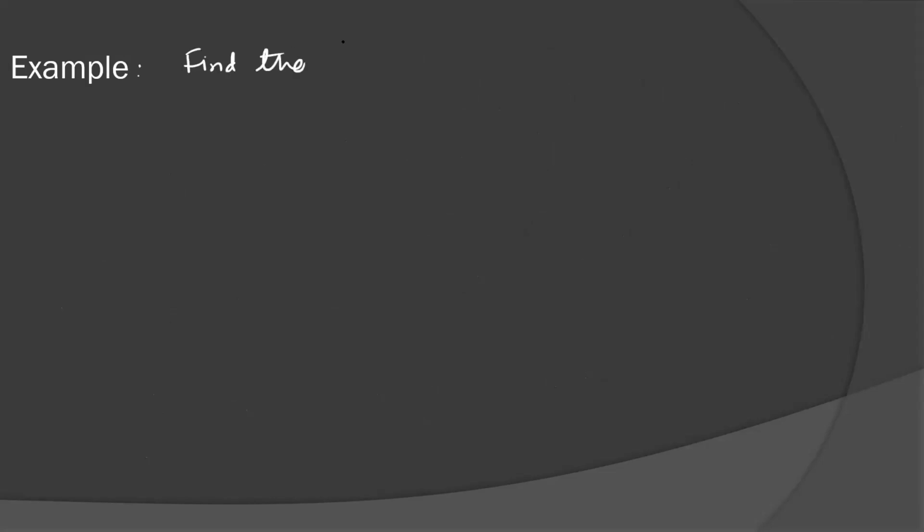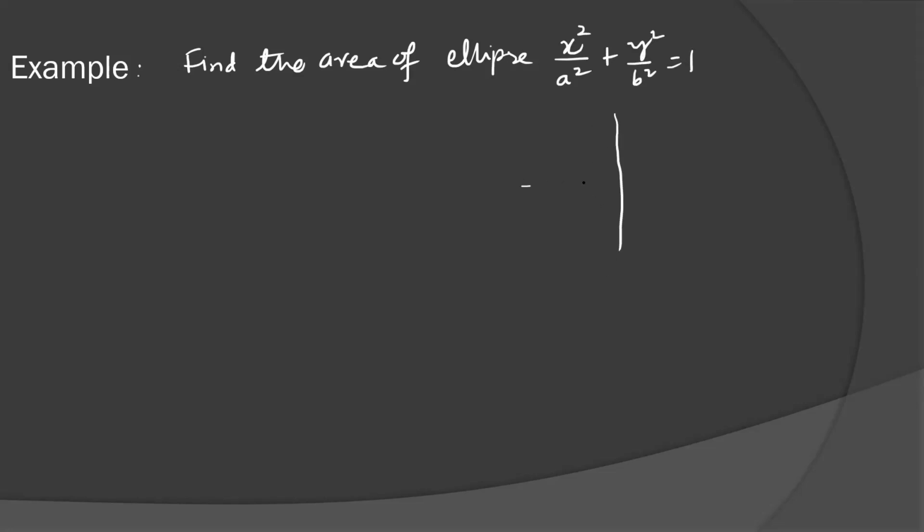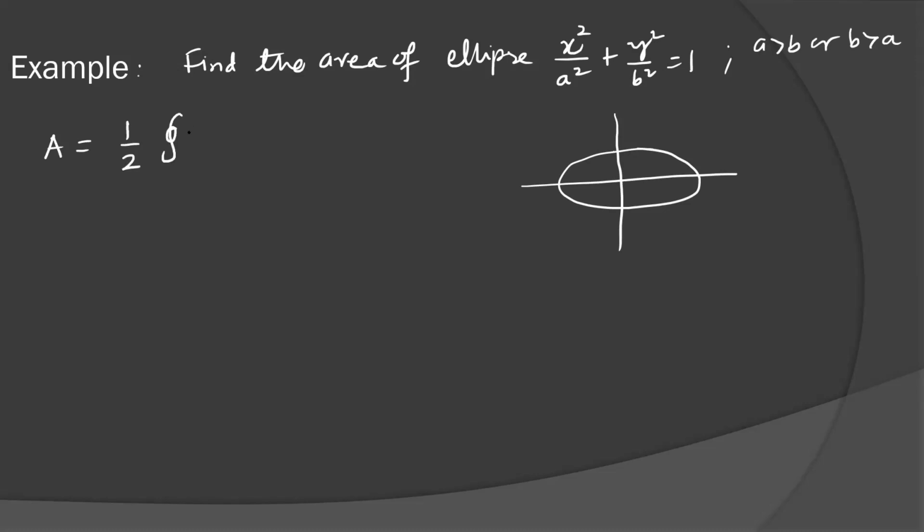Find the area of the ellipse x square over a square plus y square over b square equal to 1. We know that this is the equation of an ellipse here. You can take any case, a greater than b or b greater than a, it doesn't matter here. Then the area is given as 1 by 2 integral of x dy minus y dx.